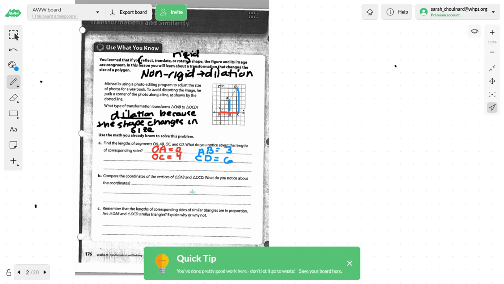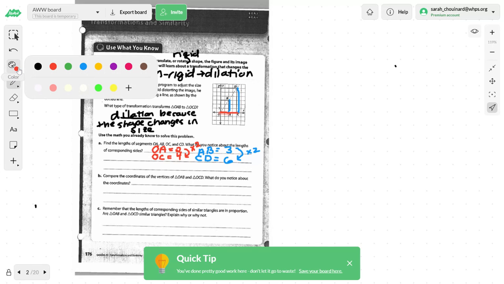So what do we notice about the corresponding sides? Well, from 3 to 6, we multiplied by 2. It's 2 times bigger. And same thing here, from 2 to 4, we multiplied by 2. So the corresponding sides are twice as big.